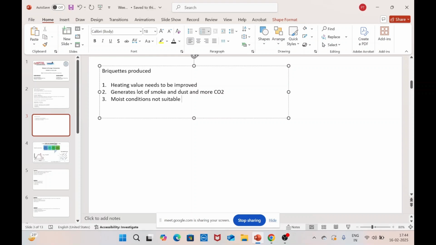So yes, if moist condition is present, then the briquette's heating value will go even lower because it has water molecules, right? That does not allow it to combust properly. But apart from that, what will happen to the briquettes if too much moisture gets absorbed within the briquettes?